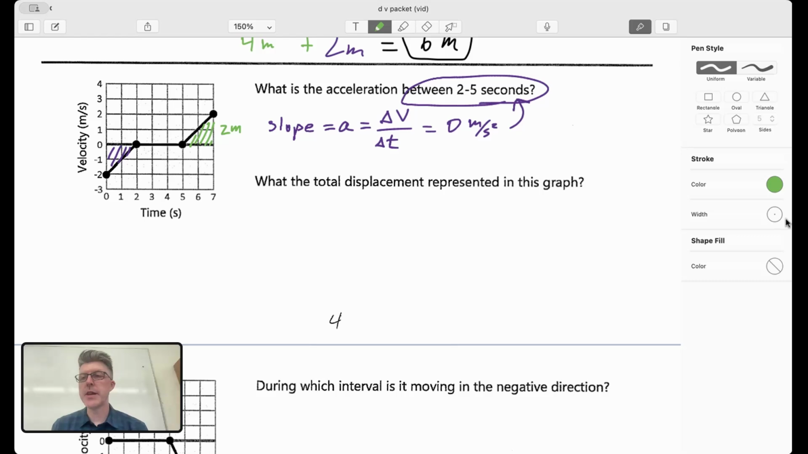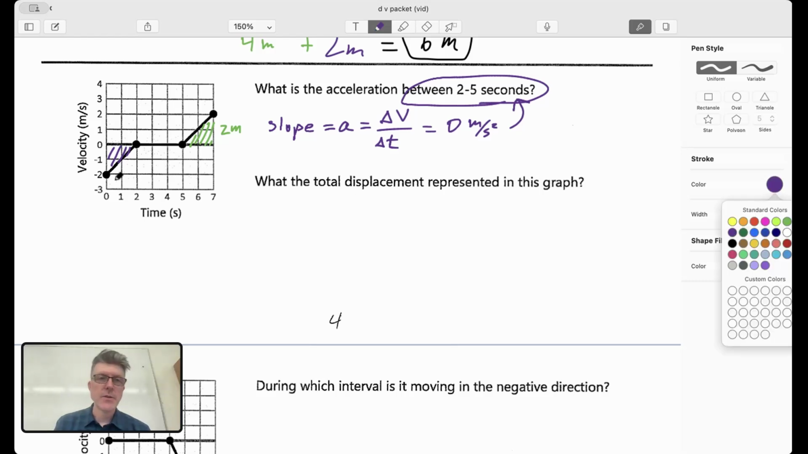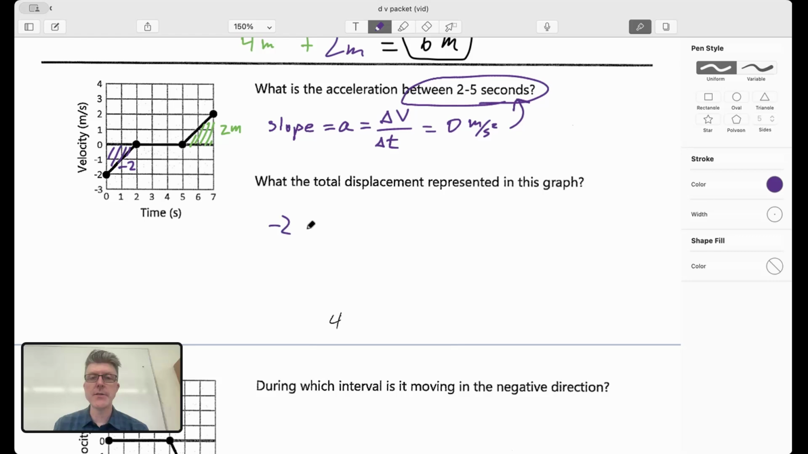And then here we have a negative. And so -2, right? So they actually add up. -2 plus 2 meters adds up to 0. So we have 0 net displacement in this whole thing.